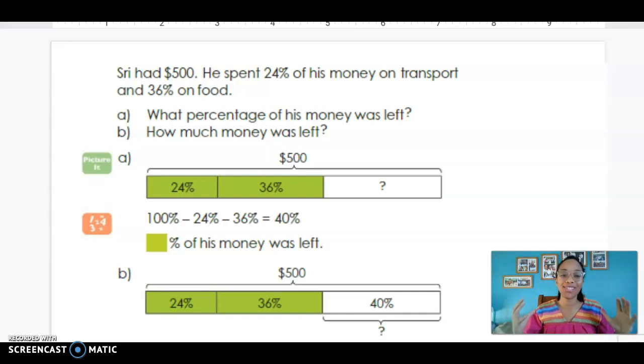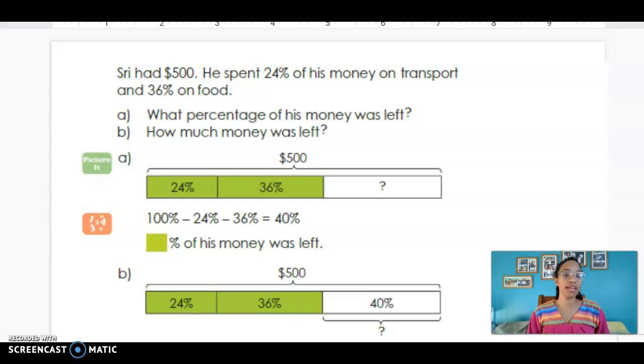Remember that we always know the total percentage because percent means out of 100. So we're going to start with 100 and subtract away the parts we know in order to find the missing percent. 100 minus 24%, then minus 36% gives us 40%.